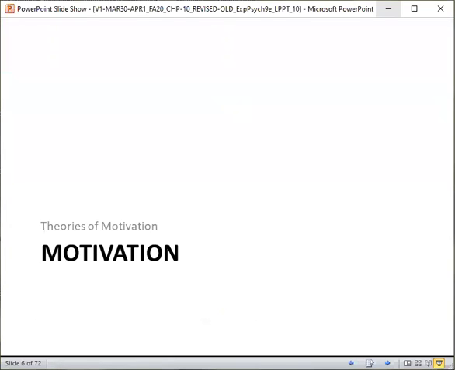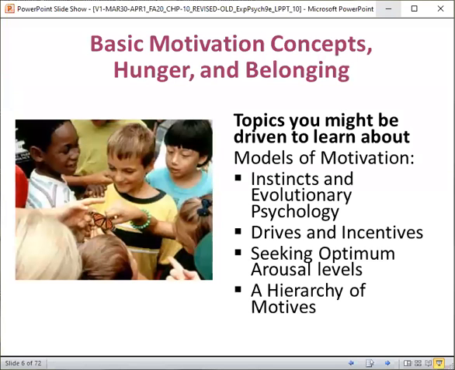So today we focus on motivation. We'll start off by looking at theories of motivation. So basic motivation concepts, hunger and belonging. We're going to look at some models of motivation, looking at instincts in evolutionary psychology, drives in the synthesis, seeking optimal arousal levels, and then hierarchy of motives, which I'm sure we've talked about a time or two already.